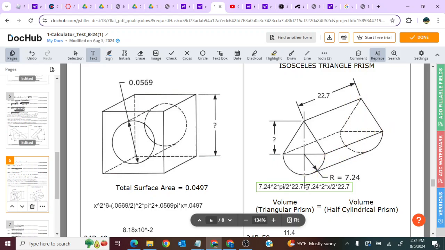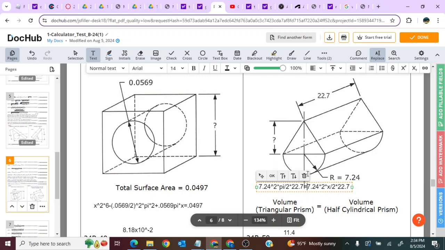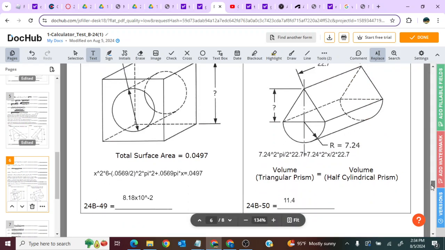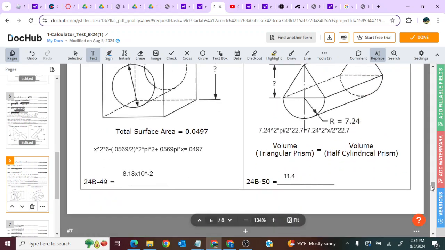And then that has to be equal to the volume of this triangular prism. So 7.24 times 2 is the base, times your unknown height, x, and divide by 2, because it's a triangle, gets you the area. And then that's also multiplied by 22.7. You can completely ignore this. They don't actually have to give you this value right here. But in this case, I just put it in anyway. Regardless of what you do, you get a value of 11.4.